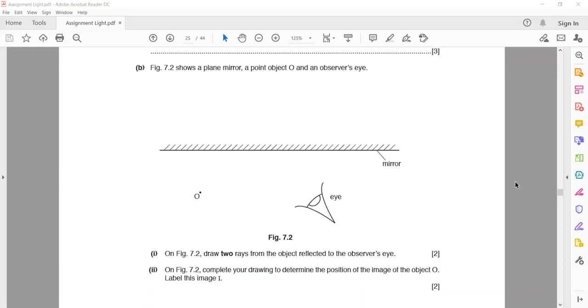Figure 7.2 shows a plane mirror. A point O is an object and observer eyes. On the figure, draw 2 rays to show the reflection to the observer eye, and then complete the figure to draw the position of image. So what happened? The 2 light rays will reflect from the mirror.